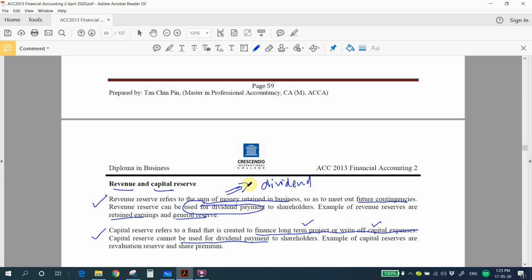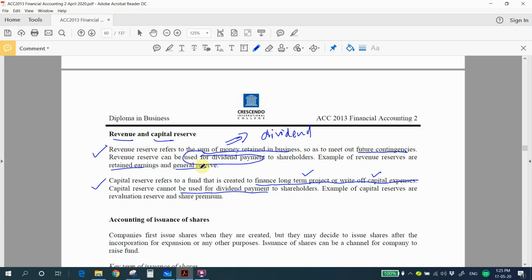So that's all for the explanation of ordinary share, preference share, debentures, and the types of reserve. In the next section, I'm going to share with you what is the accounting treatment when the company issues shares to others. So that's all for this section.